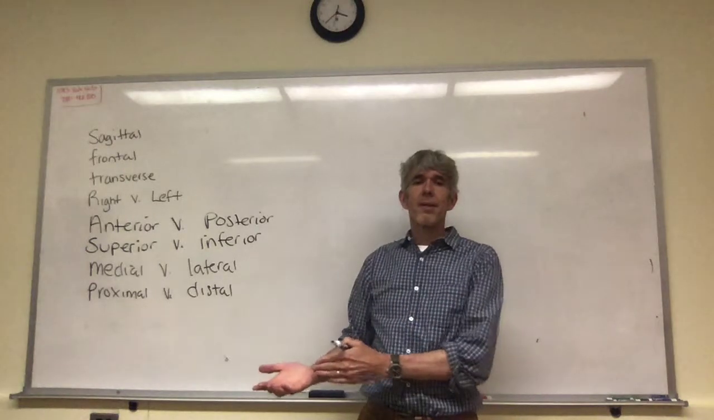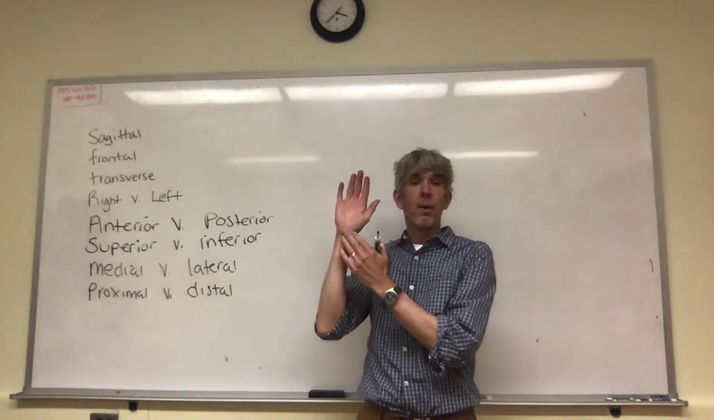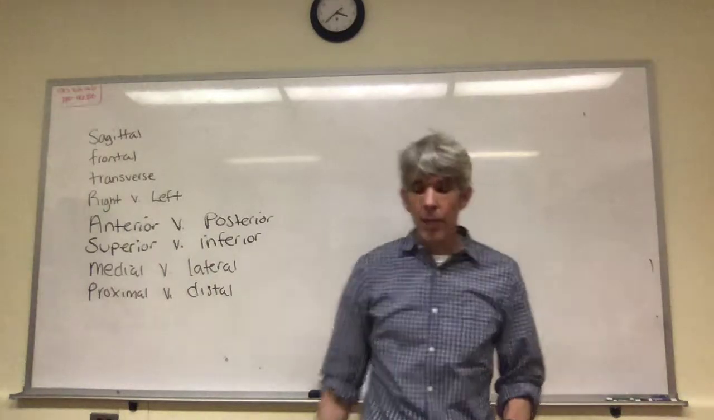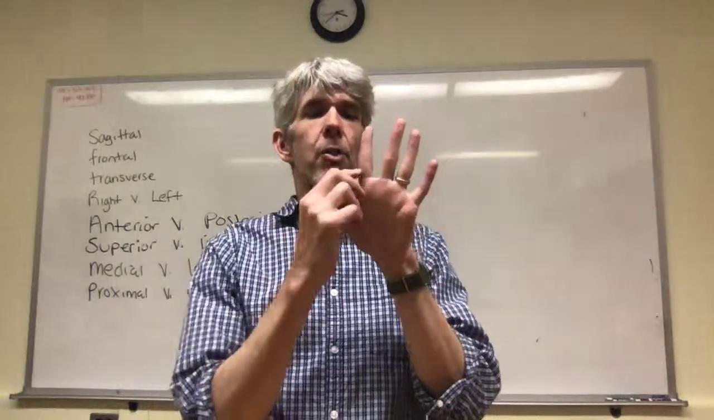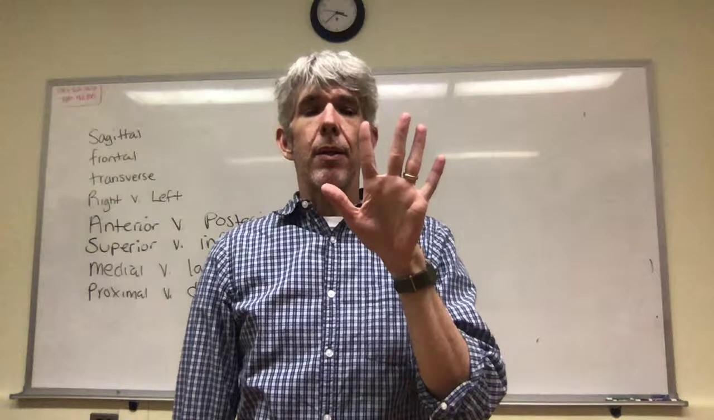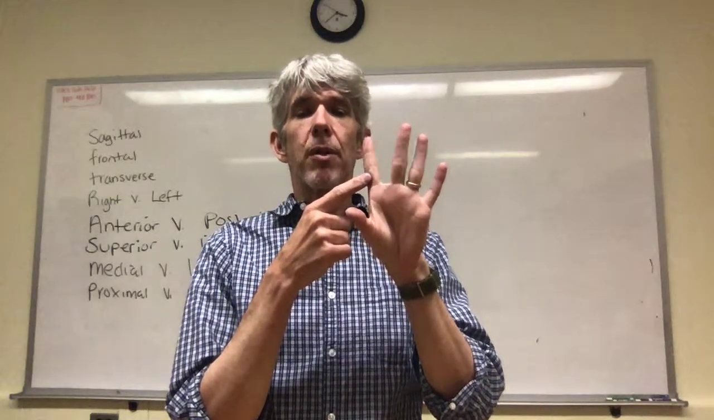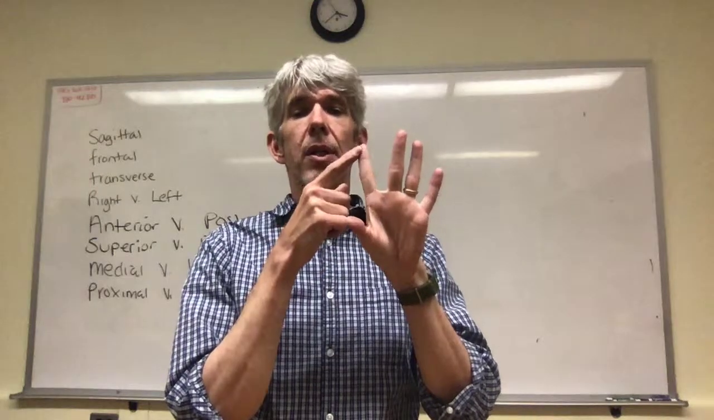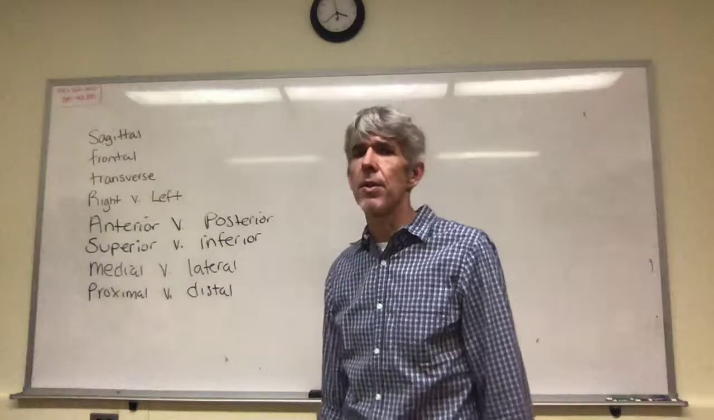So my wrist is distal to my elbow, but my wrist is proximal to the digits. And when we think about the digits, these are the digits right here, right? Our digits are made of three different bones, and we refer to this part of the digit as the proximal, and that part of the digit as the distal part. Okay? So proximal versus distal.